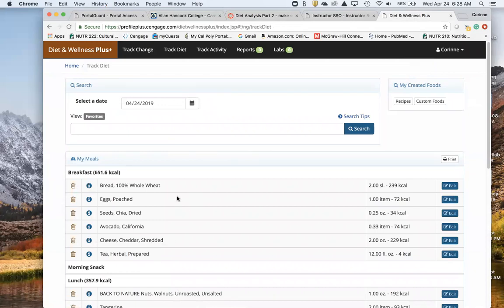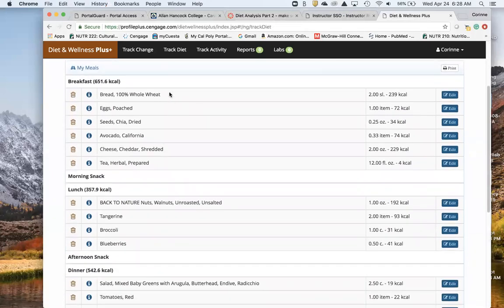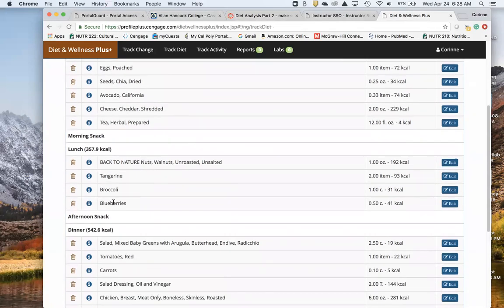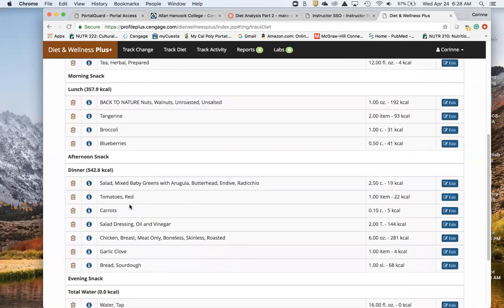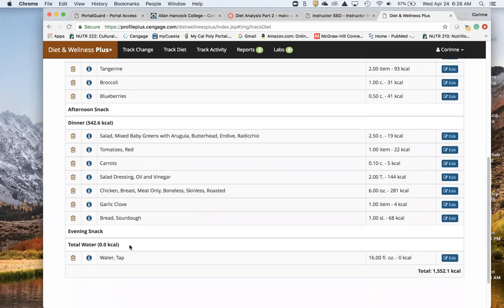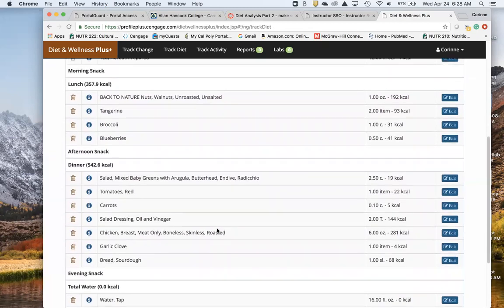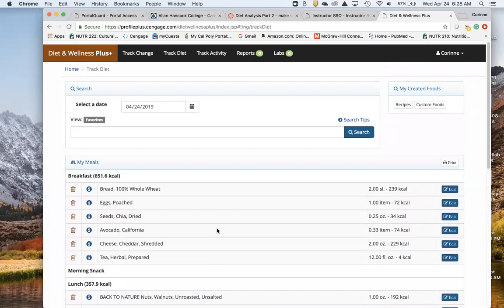So I did it today, and you can see the foods that I put in there: bread, eggs. This is usually what I do eat. I do like a breakfast sandwich with chia seeds, avocado, cheese, with tea in the morning. And then for lunch, I usually just have nuts and fruit, tangerine, broccoli. Sometimes I have veggies left over from the night before. Dinner, I don't always eat a salad, but I happen to. So I had a large salad with chicken, bread. I cooked the chicken and garlic, and then water. Make sure to add water during the day, otherwise you'll miss points. So this is what I thought would be a pretty good diet for me, and I entered it in here.